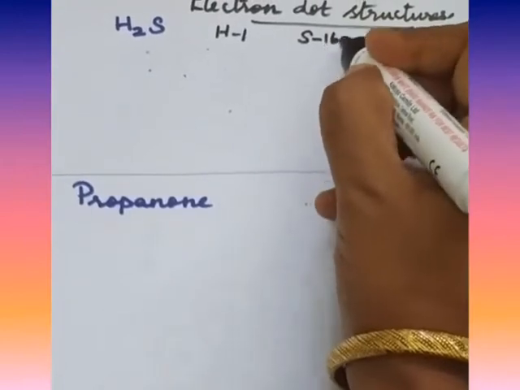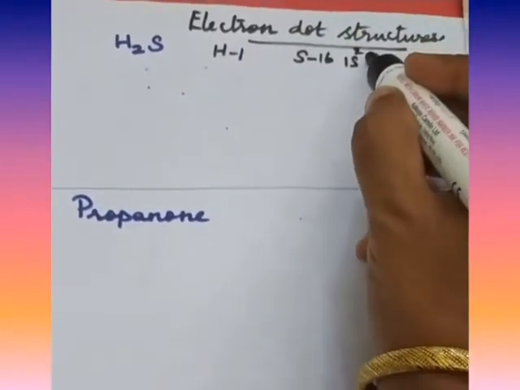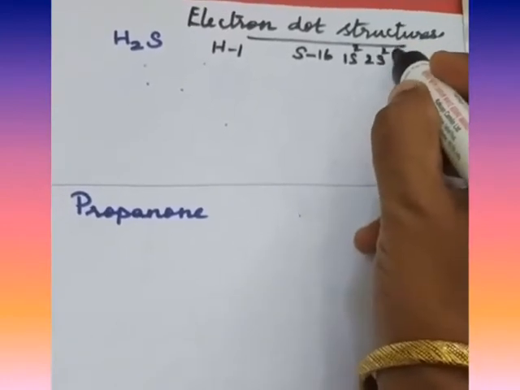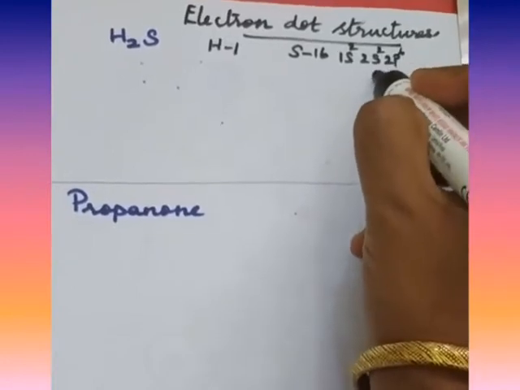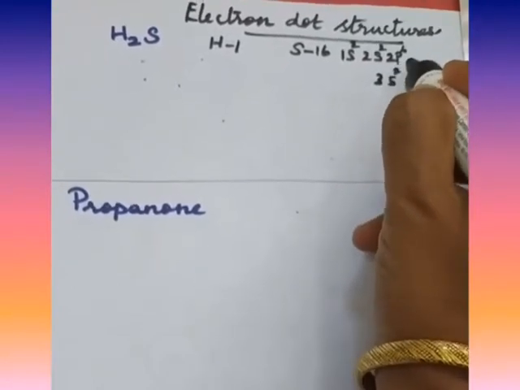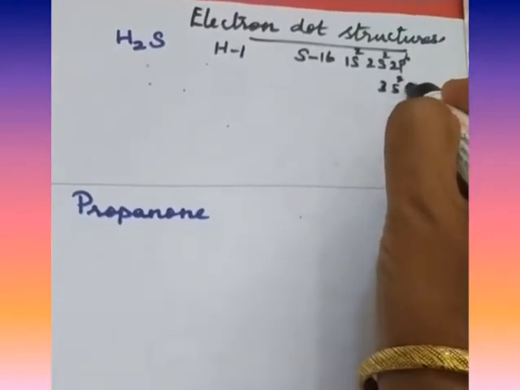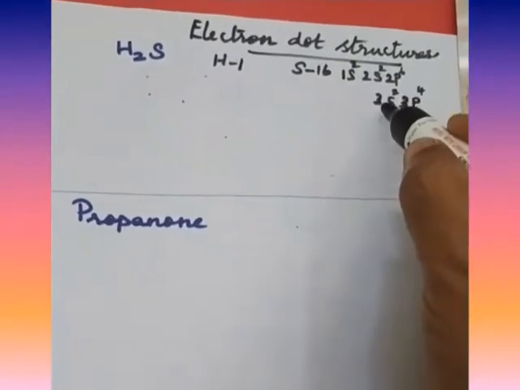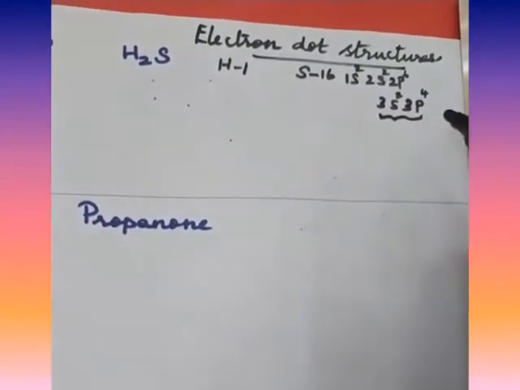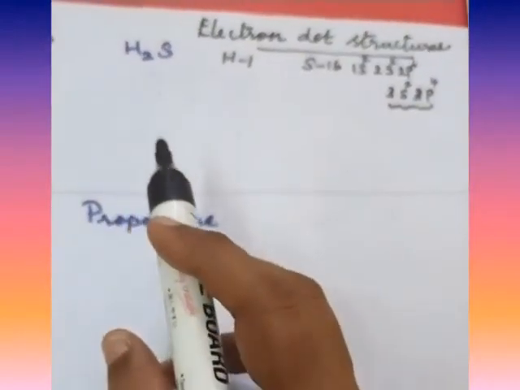So, how can we write the electronic configuration? In the first shell, 1s2 and then 2s2, 2p6, again we have 3s2 and then 3p4. So, for sulfur we have the outer electronic configuration, we have 6 electrons. So, for this one now we are going to draw the electron dot structure.